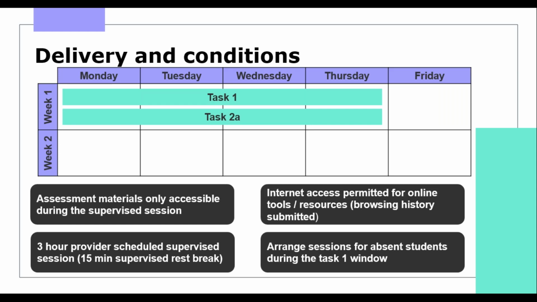Internet access is permitted for limited purposes, such as access to online project planning and management tools, with a copy of the student's browsing history also required to help ensure this. You must ensure that privacy mode has been disabled, with policies applied to prevent students from deleting their browsing history. Now, if a student misses task one, then you can rearrange a new session within the first assessment window week, but before the student sits task 2A.